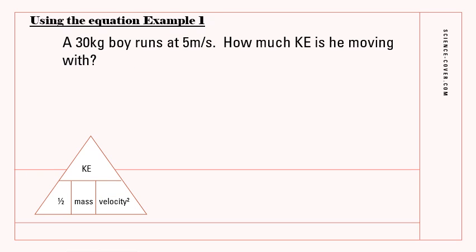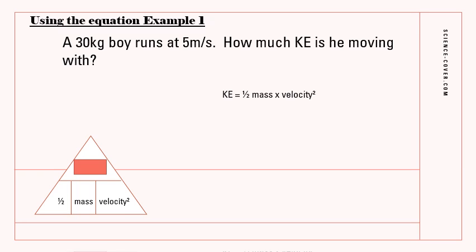Let's look at an example of how to use the kinetic energy equation. A 30 kilogram boy runs at 5 meters per second. How much kinetic energy is he moving with? We want the kinetic energy, so cover up the kinetic energy in the equation triangle. And it tells you that it's half times the mass times the velocity squared.